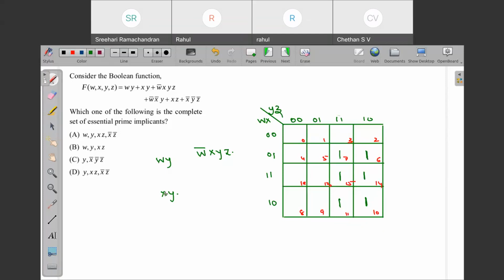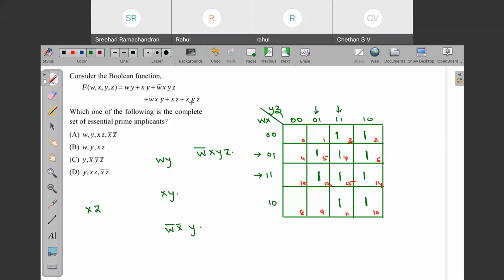Next is W bar X bar Y. So W bar X bar means over here, and Y equal to 1. So where is Y equal to 1? Over here and here. So these ones will also be filled. Next is XZ, so X equal to 1, Z equal to 1. X equal to 1 we can see over here, and Z equal to 1 is present over here and here. So the common cells are this and this.